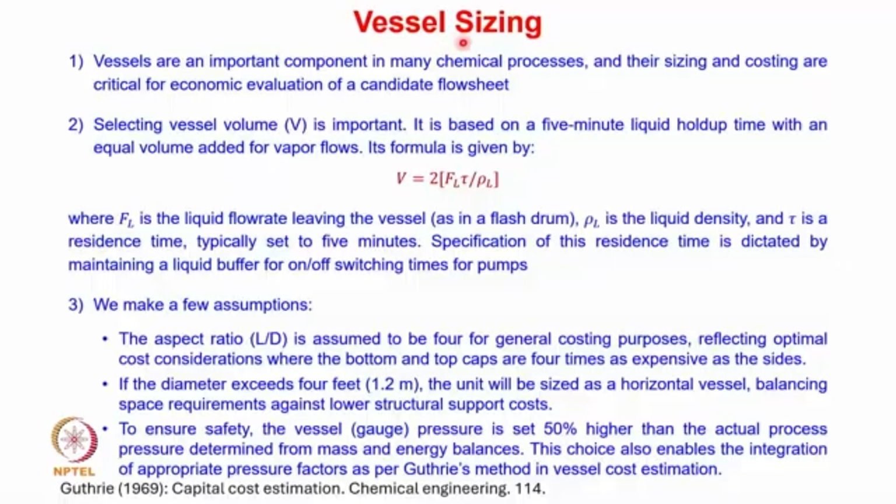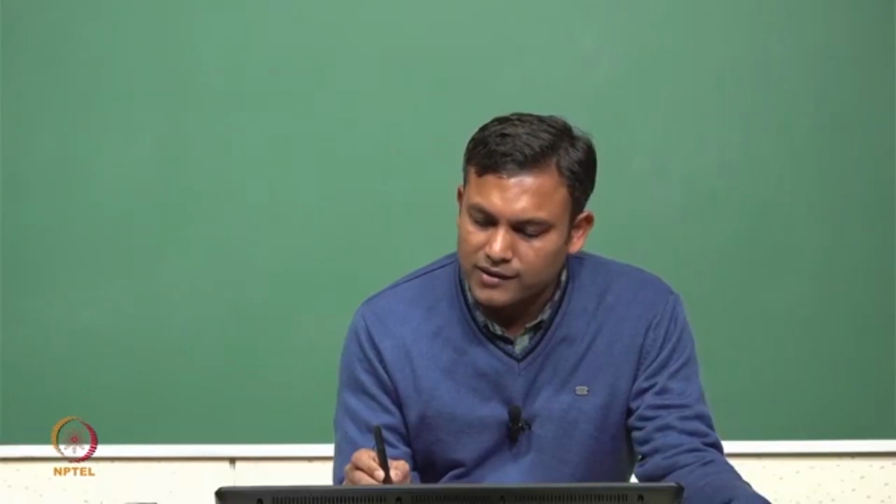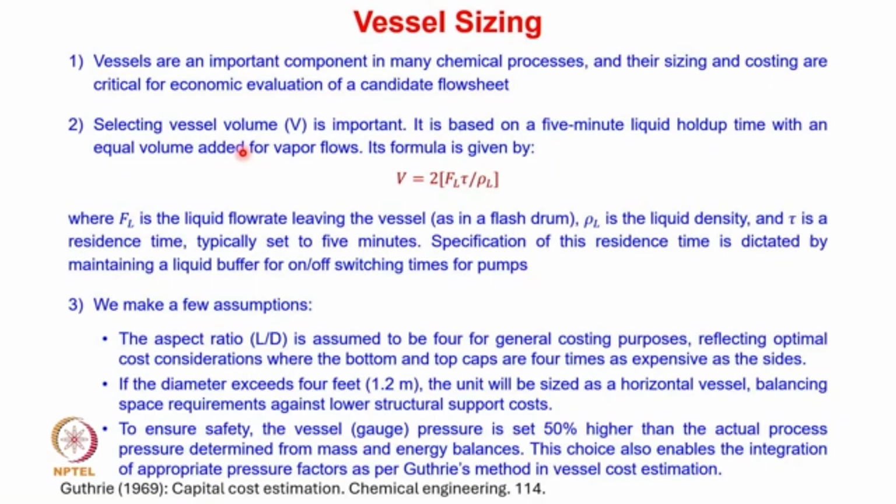So let us start with the vessel sizing. So vessels are an important component in many chemical processes. So vessels are like reactors, tanks, all these we are considering as vessels, and their sizing and costing are critical for economic evaluations of the candidate flow sheet. So selecting the vessel volume is important. So it is based on usually how it is calculated.